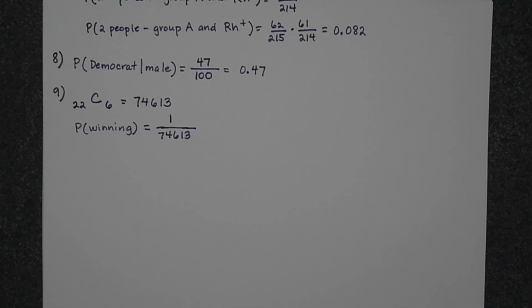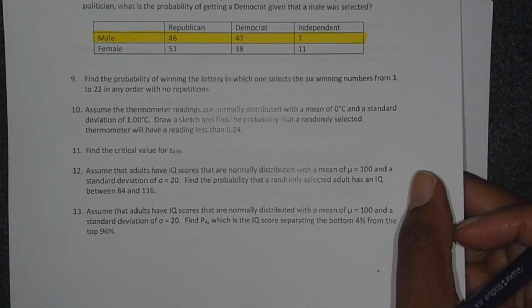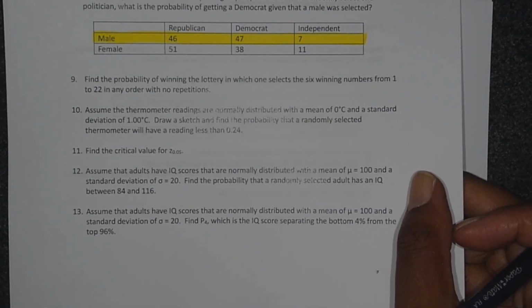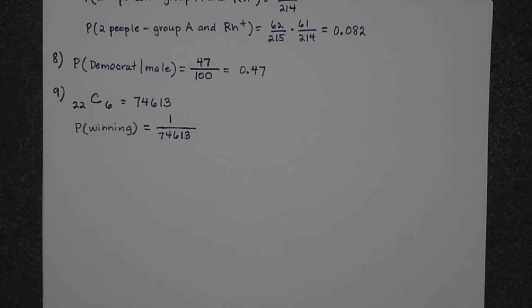So how do you know the difference between nCr and nPr? It says in any order, so order doesn't matter, so it's a combination problem. If order does matter, then it would be that nPr one. Any other questions?